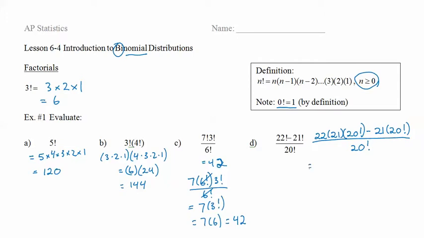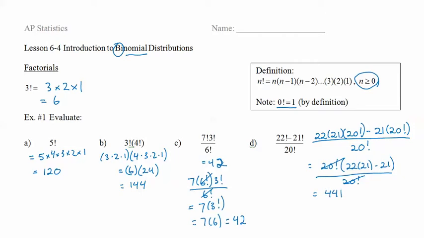So we can factor out the 20 factorial on the top. 22 times 21 minus 21 divided by 20 factorial. So these cancel out now. And when we work out the rest, it equals 441.